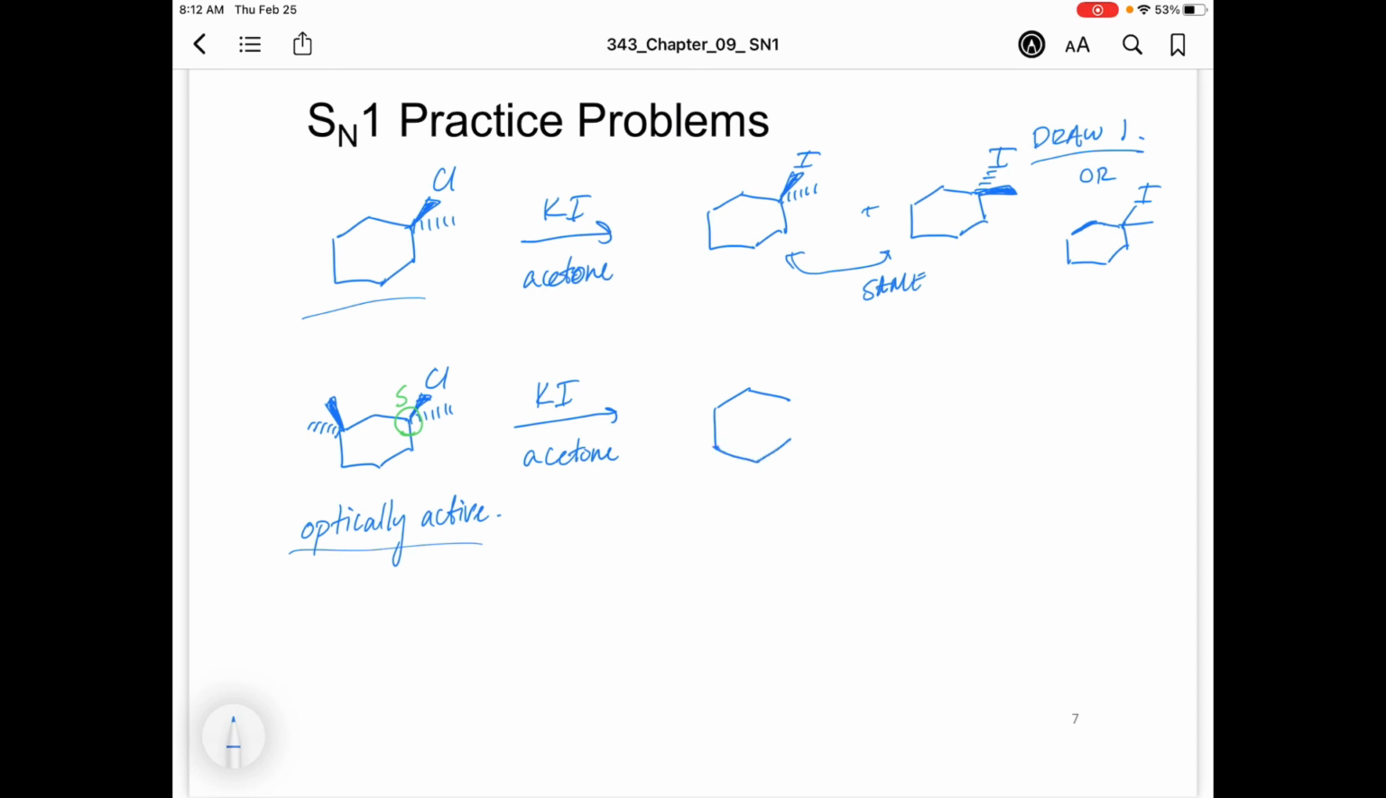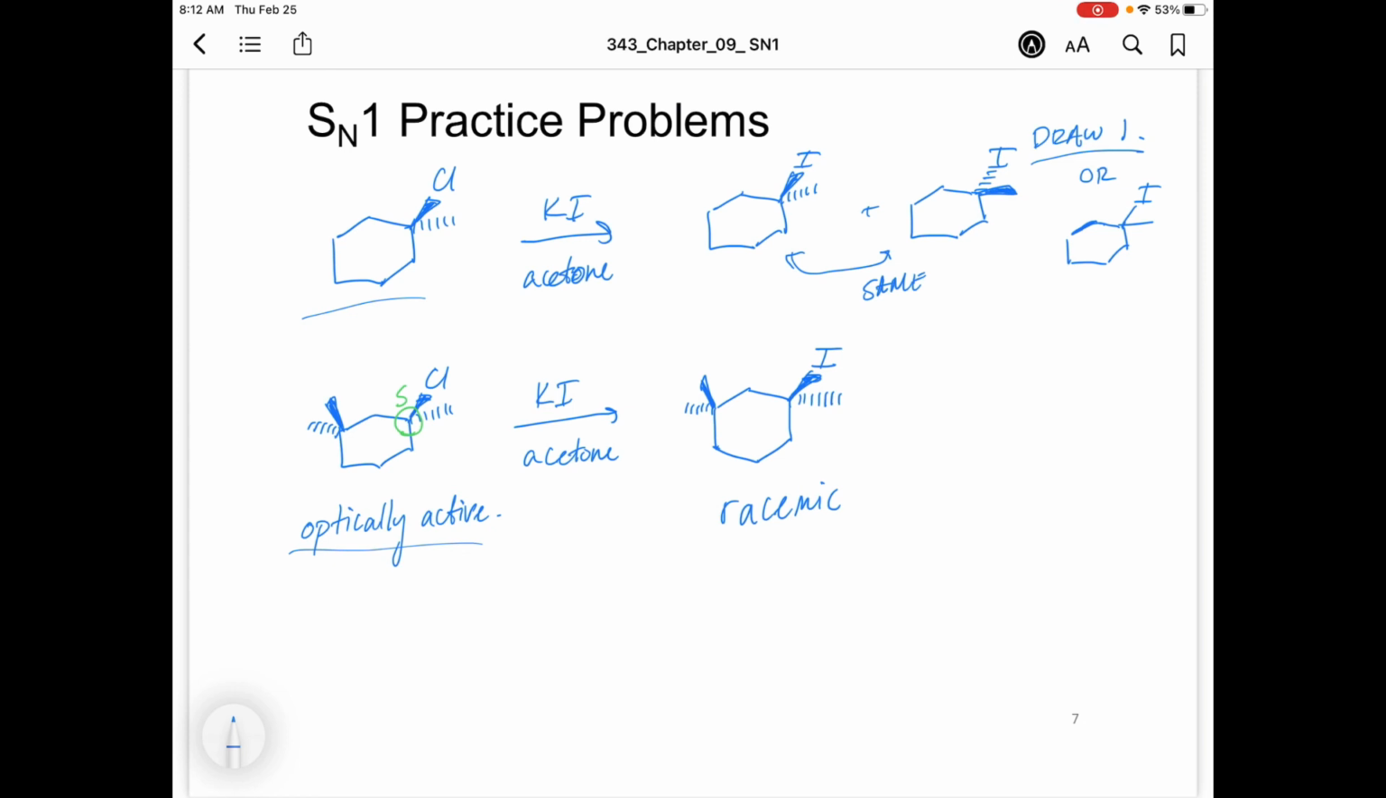It's good to think about the mechanism because it helps you understand what didn't change. So none of this changed. The cyclohexane ring is still there. The dimethyl is still there. And we know that we have iodine on either side. That means we have both the R and the S enantiomer. So the answer that you would want to write is this product, just one of the enantiomers, and racemic, okay?